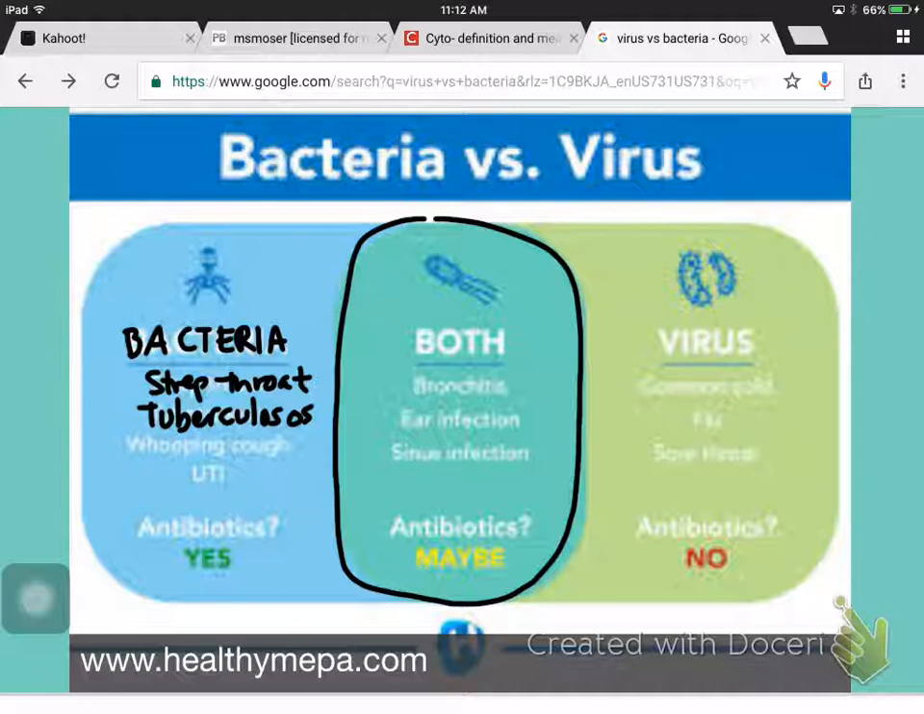TB is a slow-growing bacterial infection of the lungs. If you get into old literature, a couple years ago I got on this 17th century literature kick and I was reading all these classics because they were free on Kindle. People used to die of consumption, which meant they were spitting up blood and chunks of really disgusting mucus.